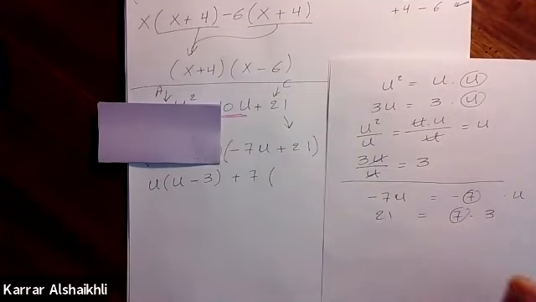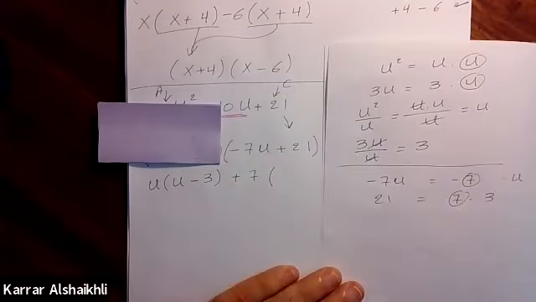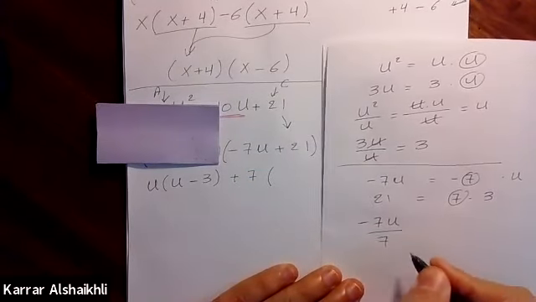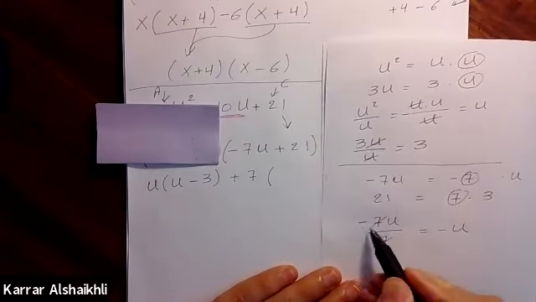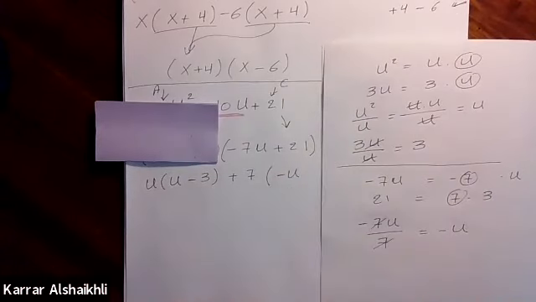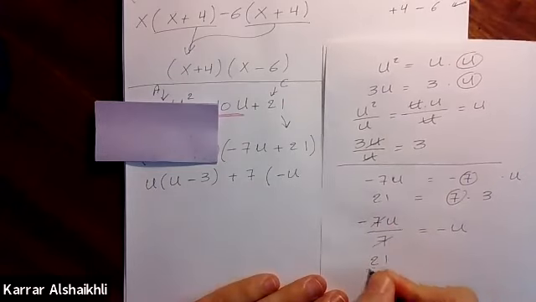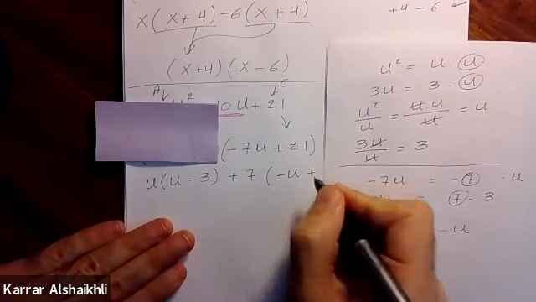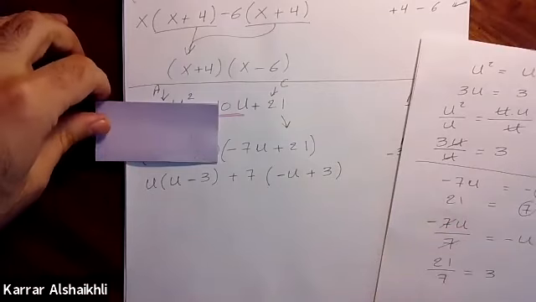Open parentheses, let's divide. Negative 7u divided by 7, cancel the 7, the leftover is negative u. Now, 21 divided by 7 is going to be 3, which means a plus 3. So we're done with the second part.